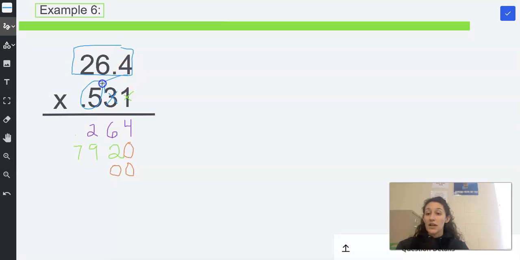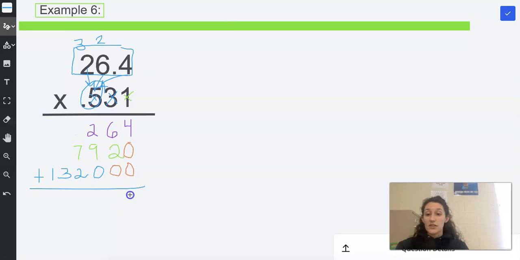So I start by multiplying 4 times 5 and I get 20, so I place a 0 here and carry the 2. 6 times 5 gives me 30, plus 2 more gives me 32. So I place a 2 here and then carry the 3. 2 multiplied by 5 is 10, plus 3 more gives me 13. And now that I've multiplied these 3 digits by the 5 and the 3 and the 1, I can go ahead and add these numbers together.